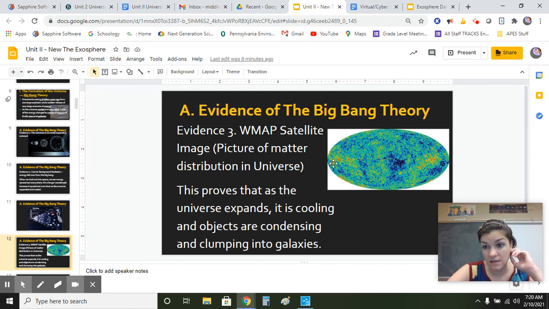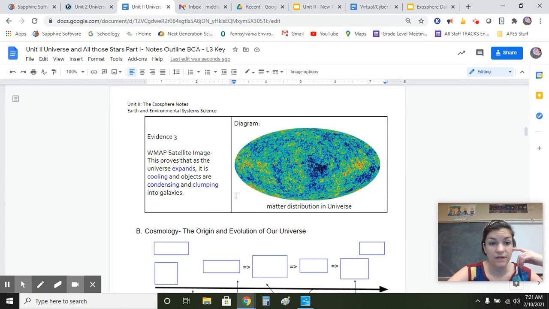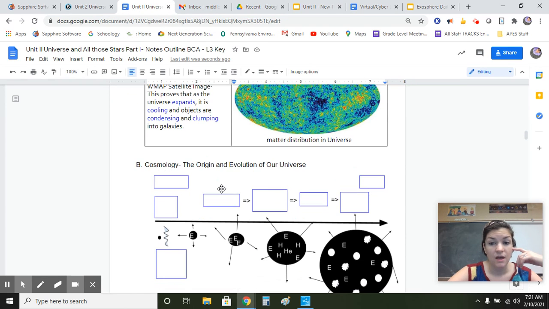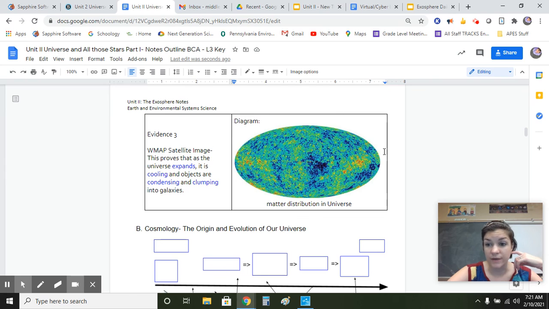And that makes sense. When we look out into space, we look at the matter in space, not just the energy, and it's clumped up, which means that over time, matter formed and it started attracting things, which makes sense. Okay, so that's what that's showing you right down here. And that's where we're going to end today.